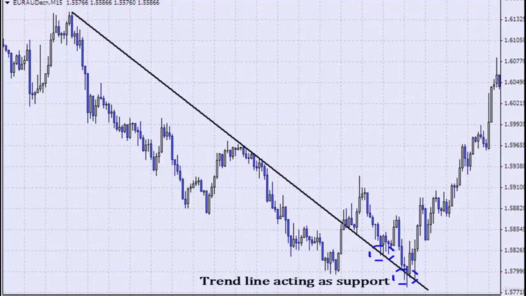Here is another example. We see the market breaks the trend line, falls to the backside of a trend line, and finds support here, and then also finds support here. And then we see the market begin to rally. So these are two examples of a trend line acting as support.